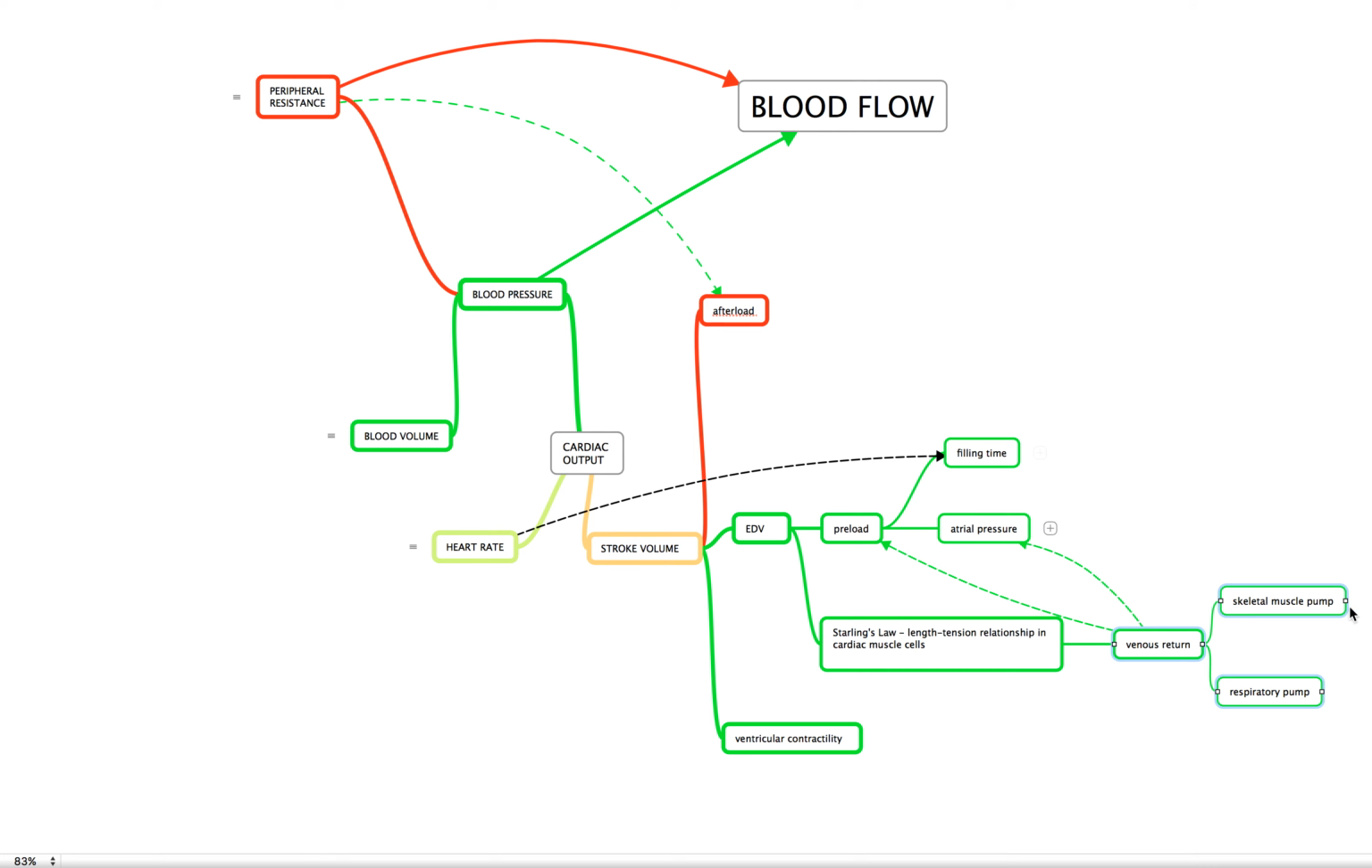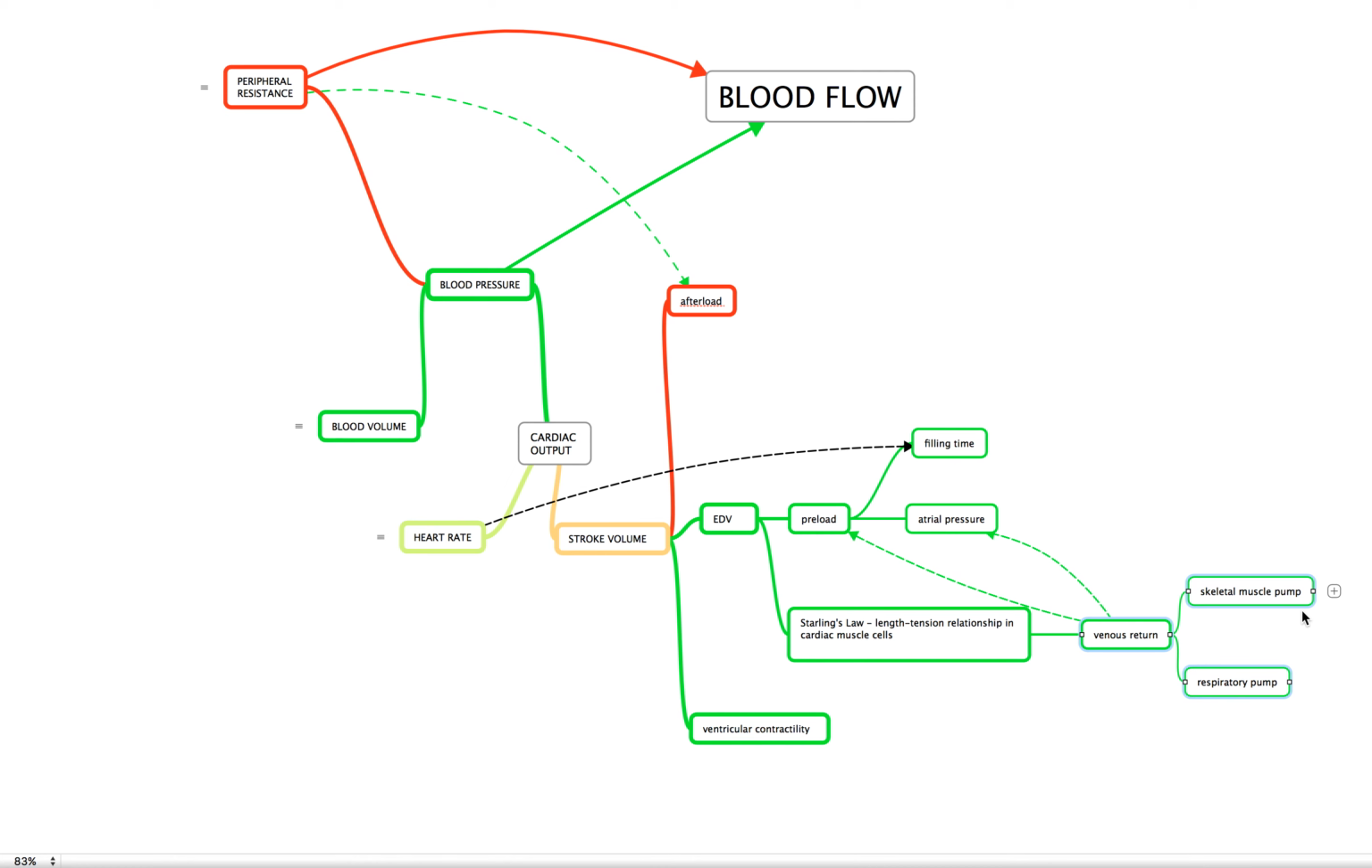So how do we impact these things? Well, the skeletal muscle pump is using your skeletal muscles to aid in what we call venous return, which will stretch the cardiac muscle a little better, and that will add to EDV, which will add to stroke volume. Same thing with the respiratory pump. That's breathing in, which increases the pressure in your abdominopelvic cavity and decreases the pressure in your thoracic cavity. And that squirts the blood up and helps with venous return, which of course stretches the cardiac muscle cells, sarcomeres, and adds to EDV.